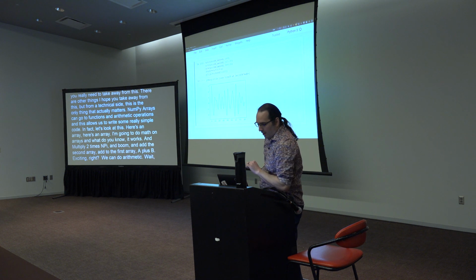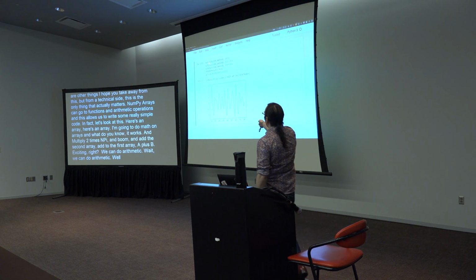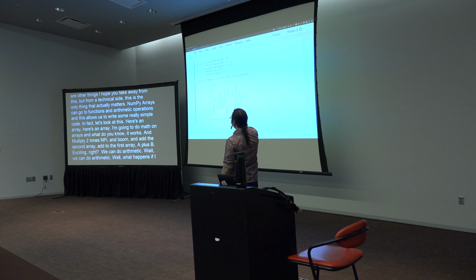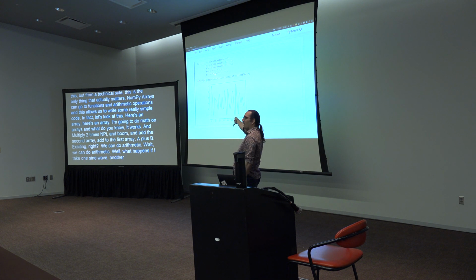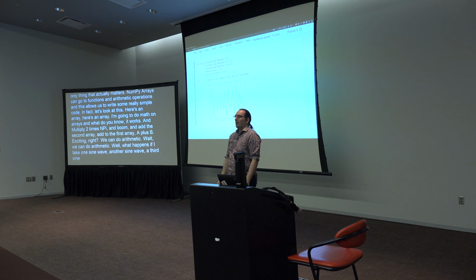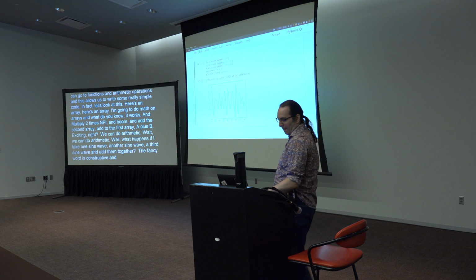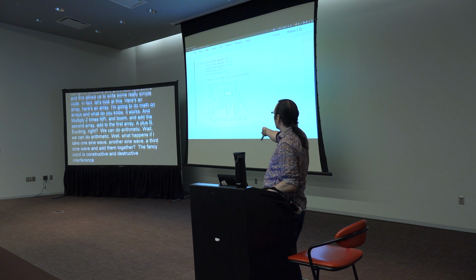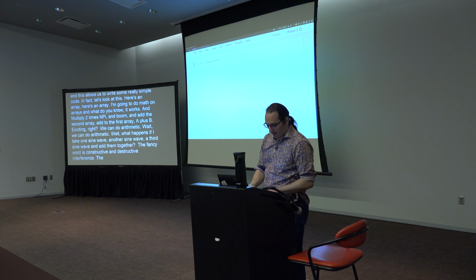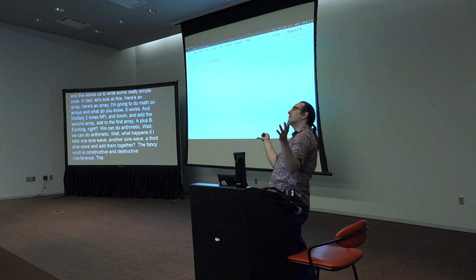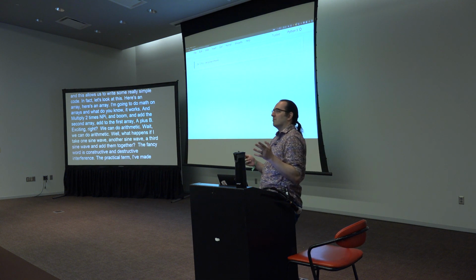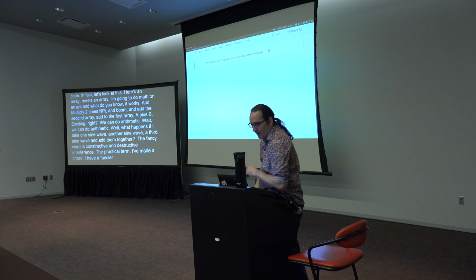Well, what happens if I take one sine wave, another sine wave, a third sine wave, and add them together? The fancy word is constructive and destructive interference. The practical word is I've made a chord. And so I have this much fancier sort of sine wave here. It's almost musical. Almost. We're not quite there yet.